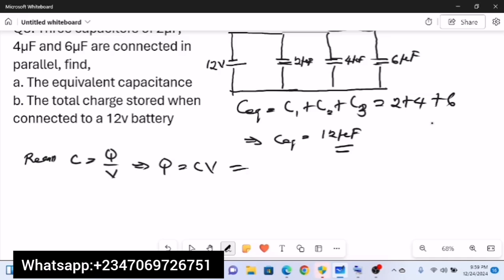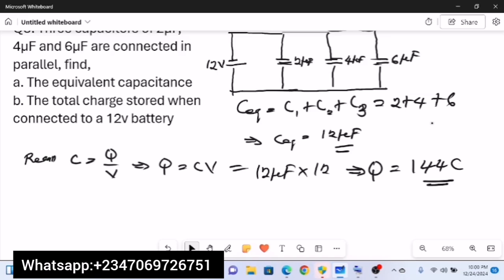Now this capacitor here is the equivalent capacitor calculated earlier, which is 12 microfarads. So total charge becomes 12 microfarad multiplied by the potential difference, which is 12 as well. So this implies that the total charge on that system is 12 times 12, which is 144 coulombs. So this is the total charge on the circuit.